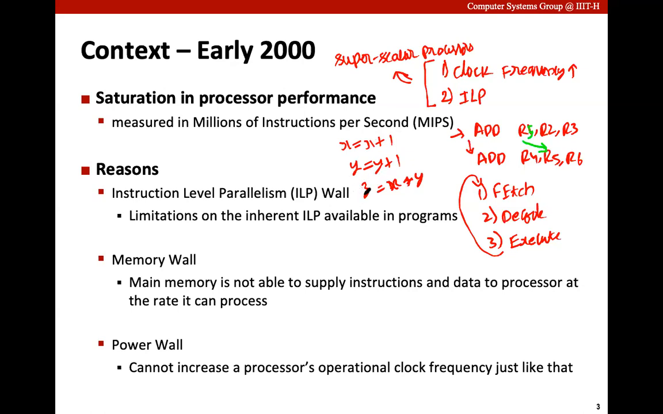Because of this, the ILP wall is there, and then there's a memory wall: the rate at which the memory is able to supply instructions and data to the processor is not much. And then there is the power wall. That is, we cannot keep increasing the frequency at which the processor runs, because the heat dissipated will be extremely high, and it will not be possible for us to cool the processors. So this is the story.